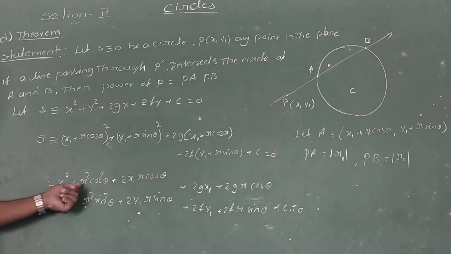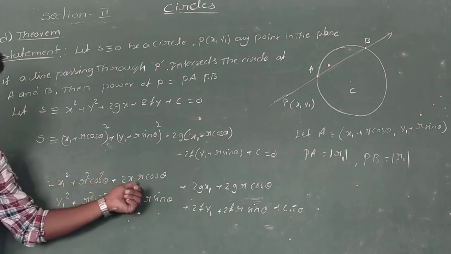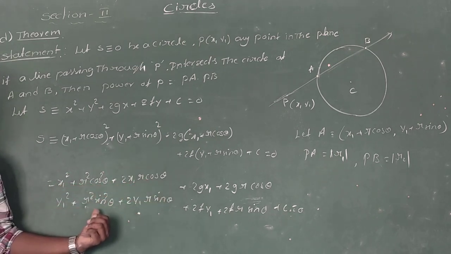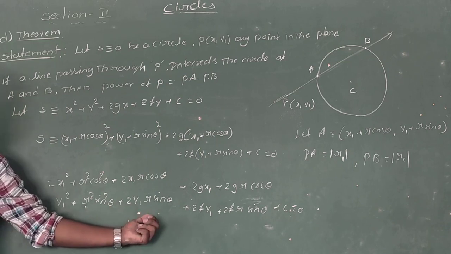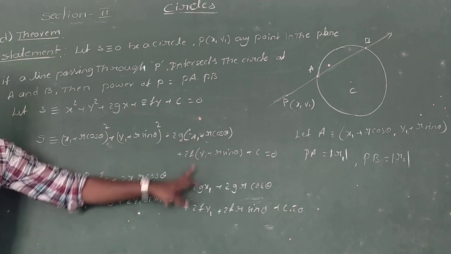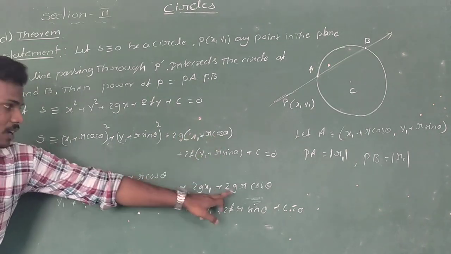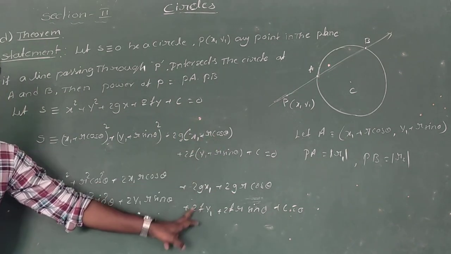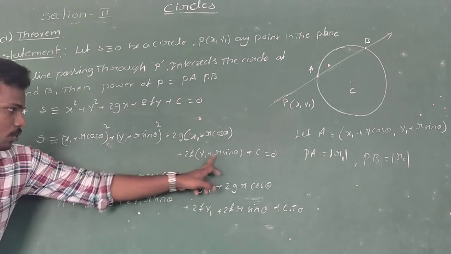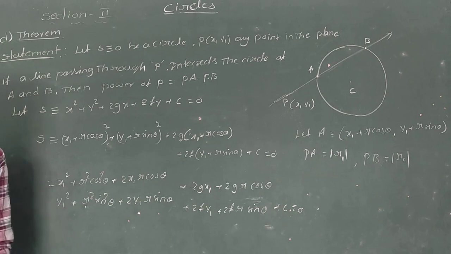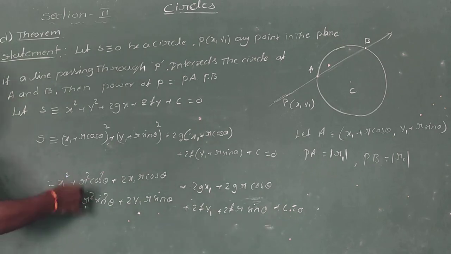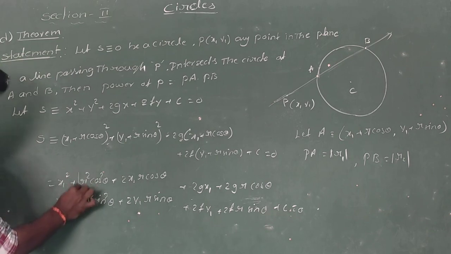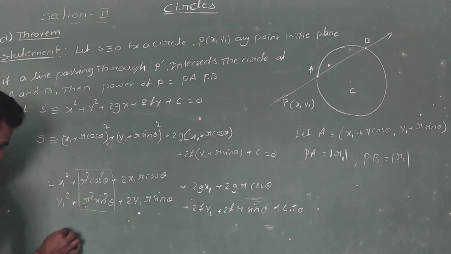Okay, x1 square, r square cos square theta plus 2x1 r cos theta, y1 square plus r square sin square theta plus 2y1 r sin theta, 2g x1 plus 2g r cos theta, in the same manner 2f y1 plus 2f r sin theta plus c. I can take r as the subject: r square cos square theta, r square sin square theta. When r square is common, sin square theta plus cos square theta is 1. So this value is r square.